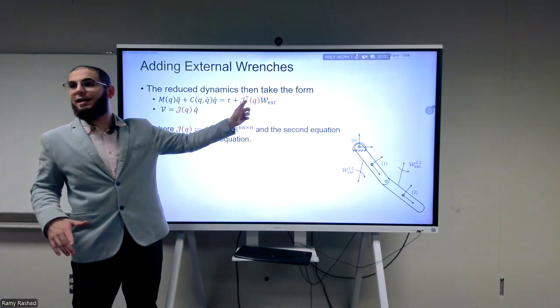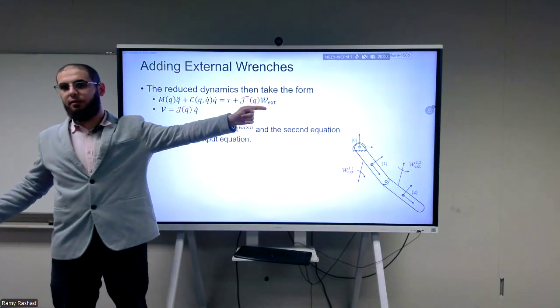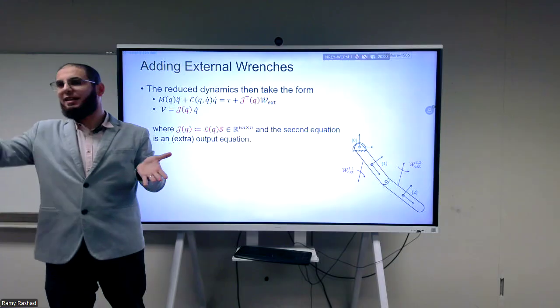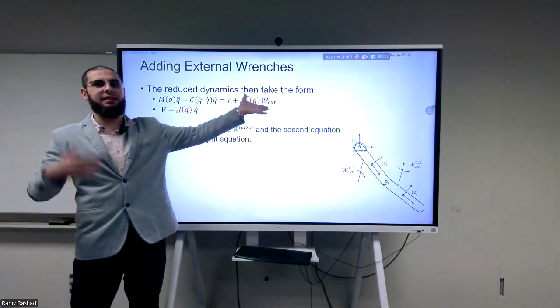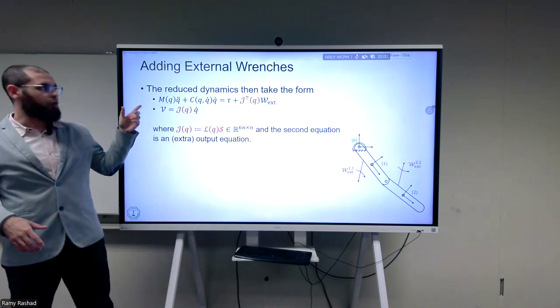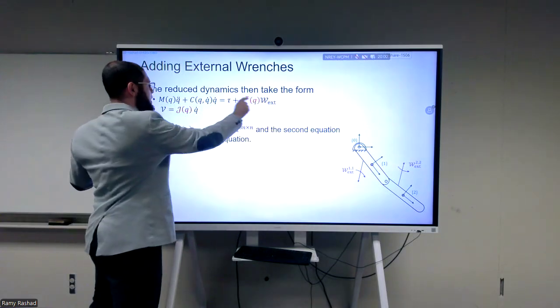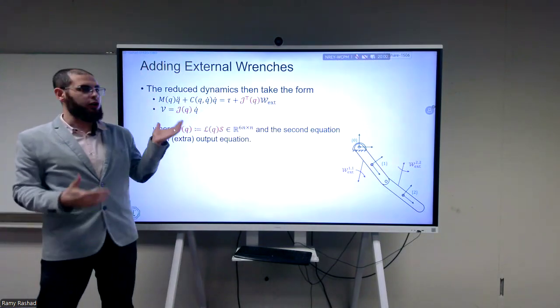But be aware that this wrench includes all of the wrenches applied at every link. It's not necessary that I have an external wrench at every link, so in that case you can just remove them from the equation. There is here a second equation. When we say the ordinary differential equation, it is only this part. This is usually an output equation.